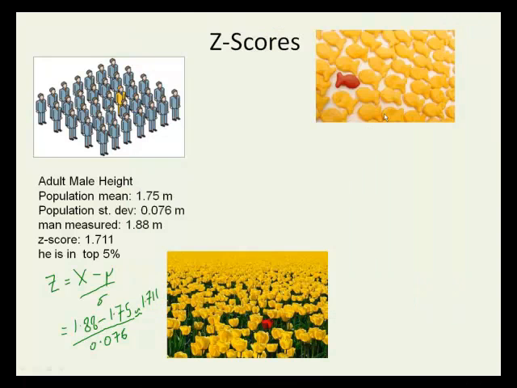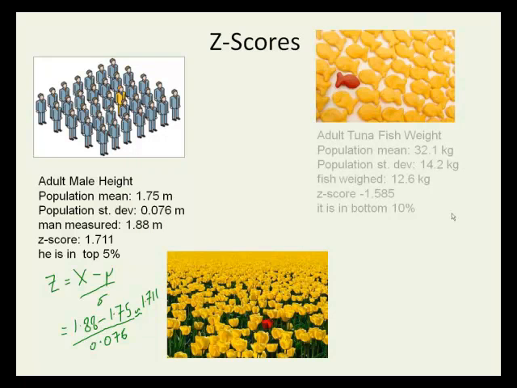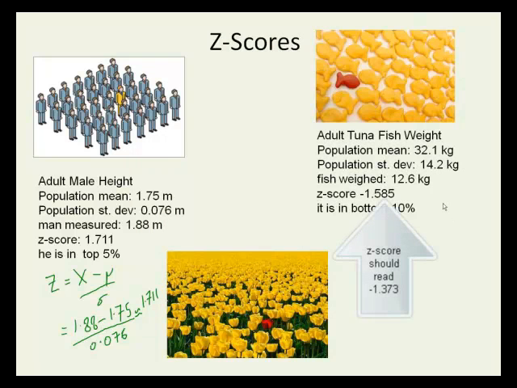If we're looking at fish, the sort of calculation you might do here, if you're looking at tuna fish and you're maybe worried about what effects overfishing is having in a certain area, you want to keep track of the weights. You know that on average in this area, the population mean is 32.1 kilograms, standard deviation is this. You weigh a particular fish that you caught and find it's 12.6 kilograms. Obviously it's well below average, but how unusual is it? Is it bottom 10%, bottom 20%? Well, here's how you can work it out with the Z-score.